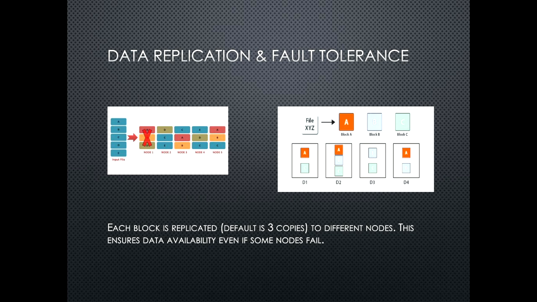So the main point you have to remember here is each block is replicated into 3 copies by default, stored on different nodes. So in an interview question, or anywhere, you have to remember how many replicas there will be in HDFS for a block. You have to remember it is default 3, and it can be increased depending on our requirements. So this ensures the data availability even if some nodes are not available, which is fault tolerance of replicated data.